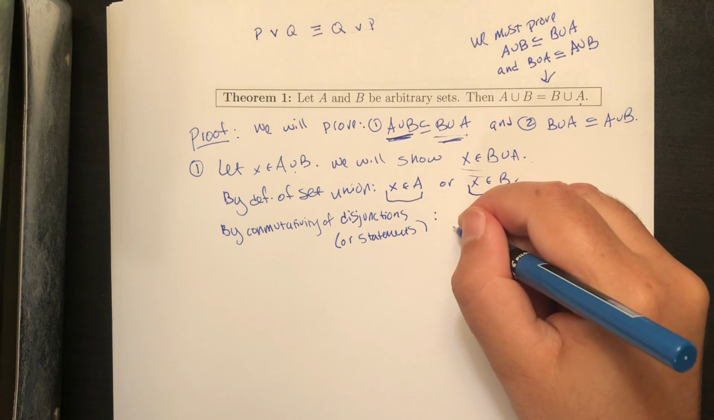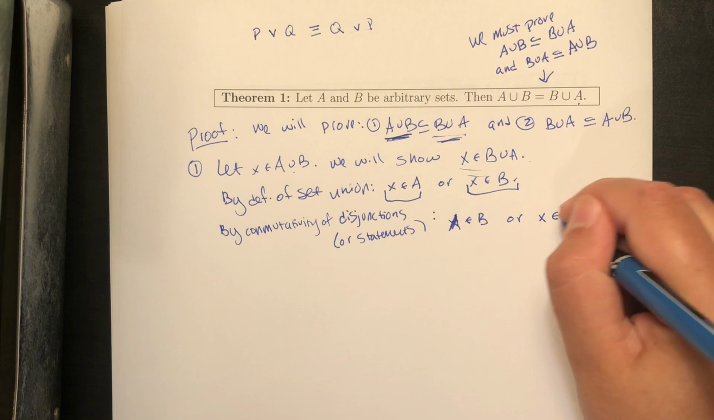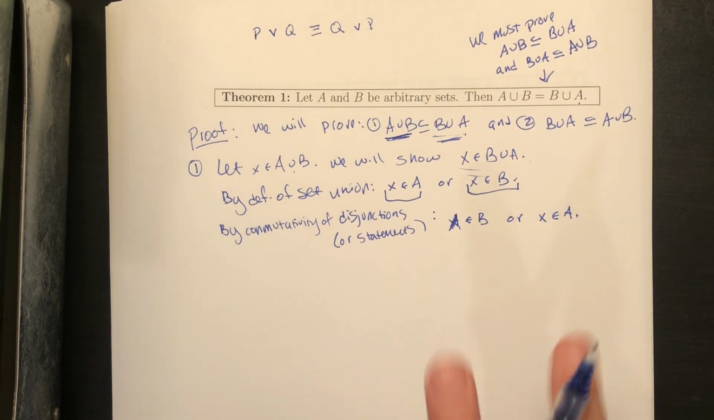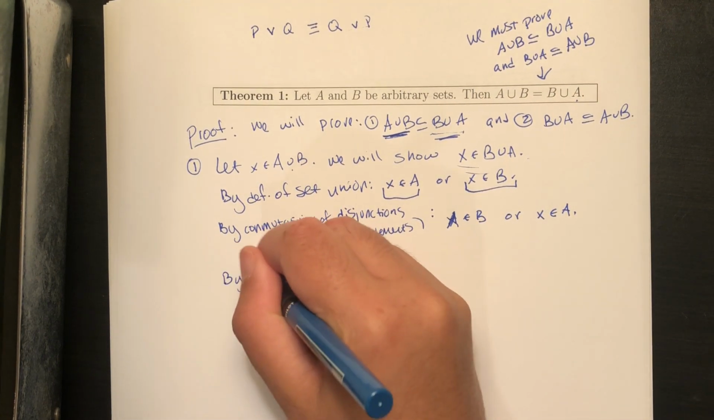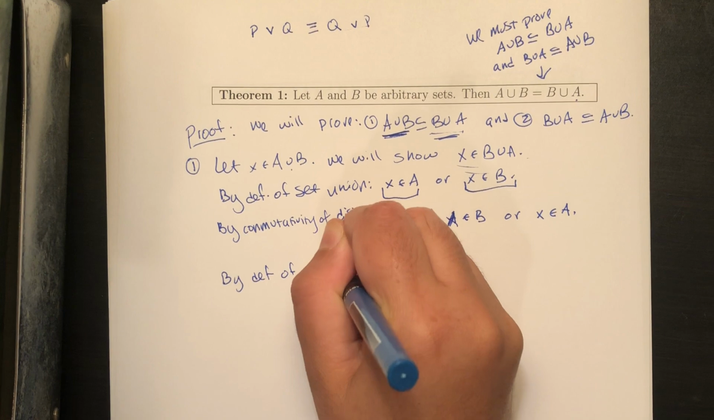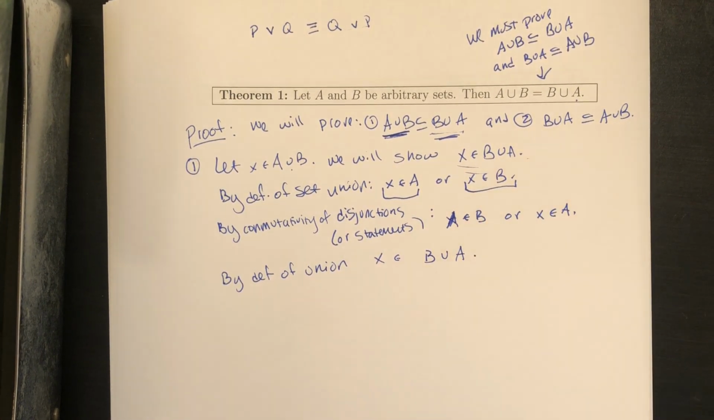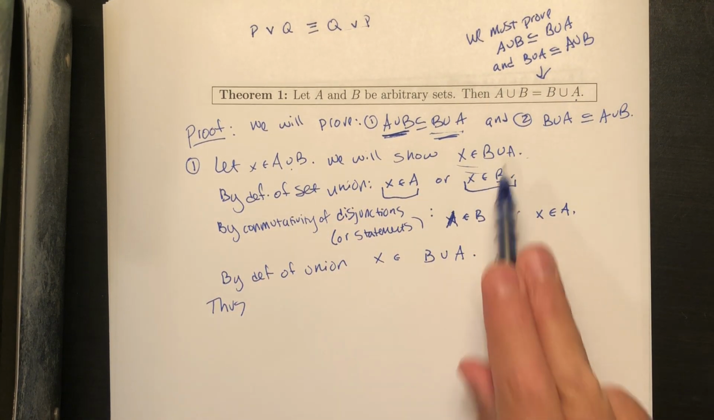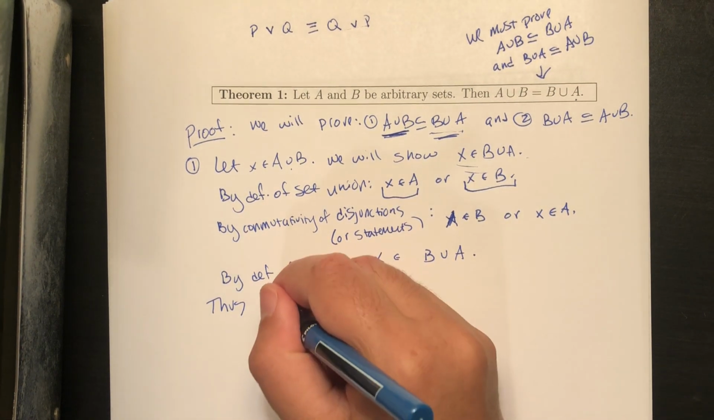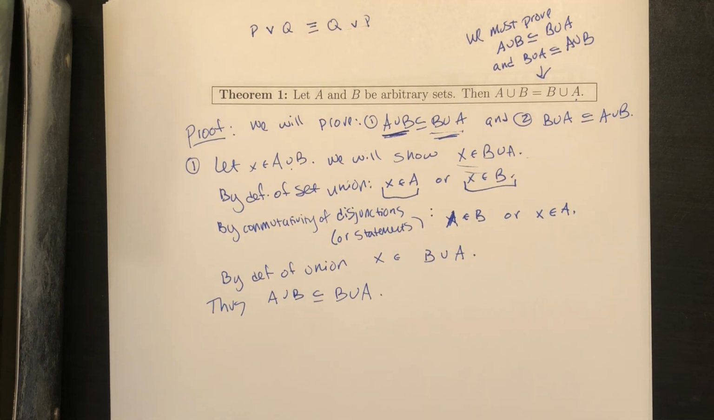We have that X is an element of B or X is an element of A. And now that I have it in that reverse order, that's what it means to be an element of the union. So one more time, by the definition of union, this means X is an element of B union A. Thus, we started with an element of A union B, and we explained why it's an element of B union A. That means that A union B is a subset of B union A. Okay, that's one direction of the proof. Now we have to do the other direction of the proof.